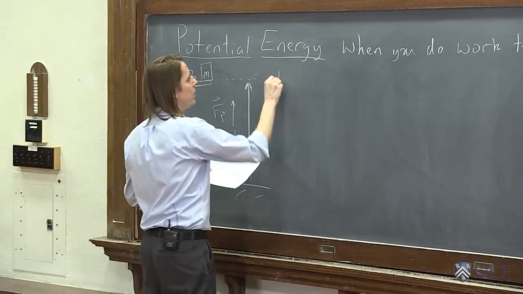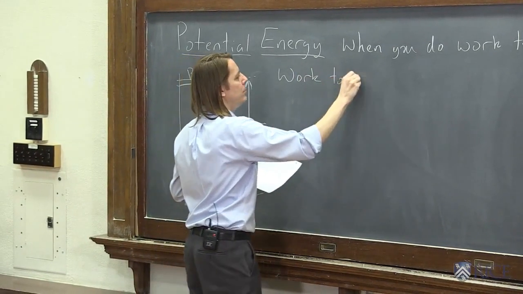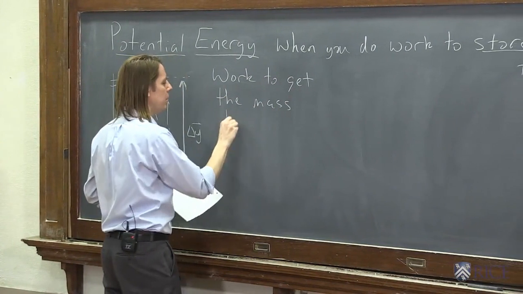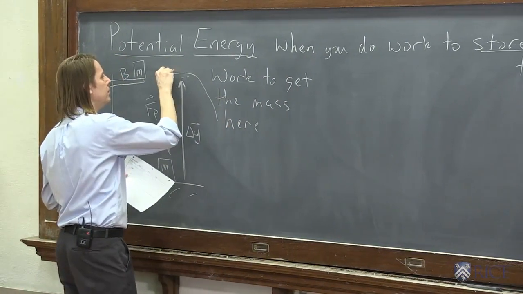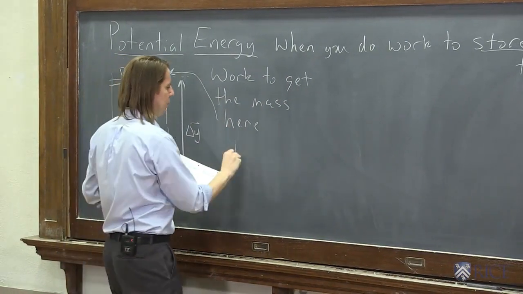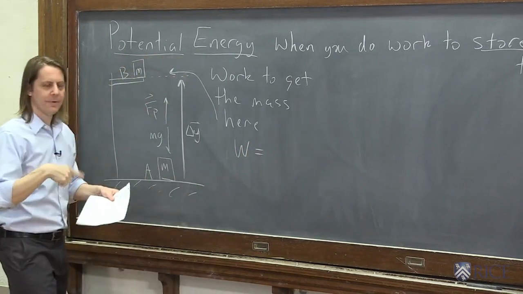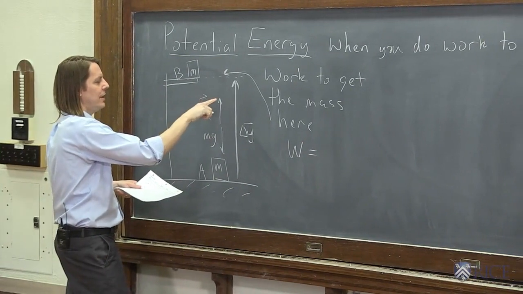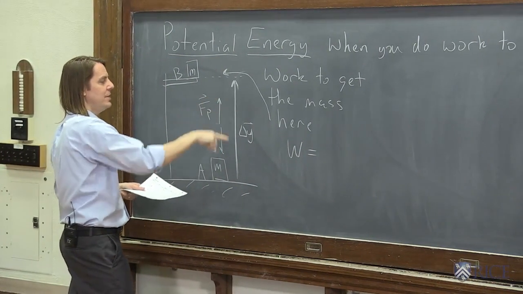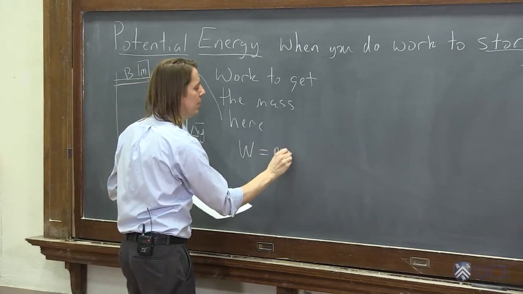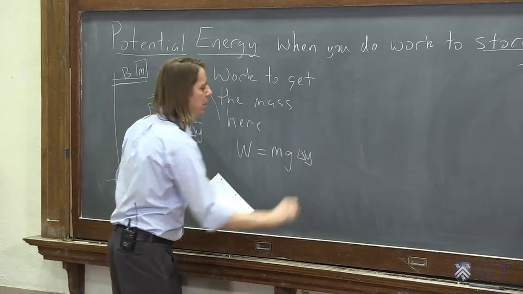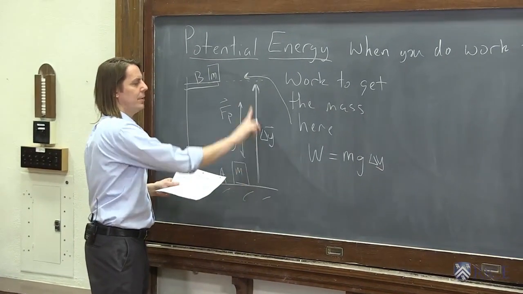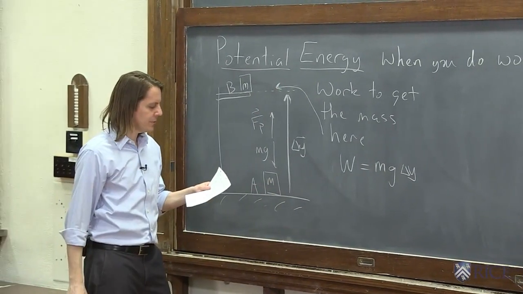So let's see, the work to get the mass here is work equals, and then F dot ds displacement, right? So displacement vector is this way, the force is this way. It has the magnitude mg, so it's mg times delta y. Mg delta y. It's positive because I pushed and the displacement's in the same direction.